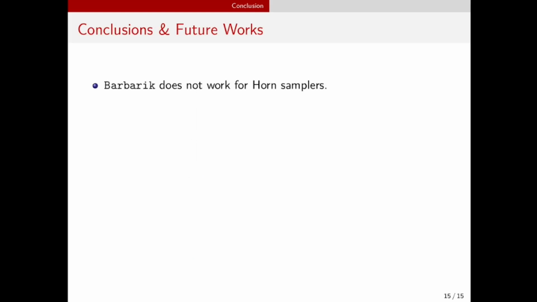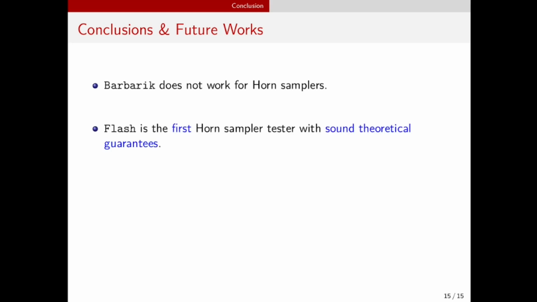To conclude, we have seen that Barbarik does not work for Horn samplers, as it is not a very generic kind of tester; it mostly works for CNF samplers. Then there comes our testing framework Flash, which is the very first Horn sampler tester with sound theoretical guarantees. Some problems, like linear extension sampling, which can be modeled using Horn formulas, can also be tested using Flash.